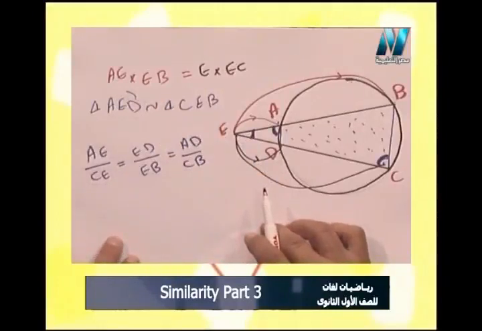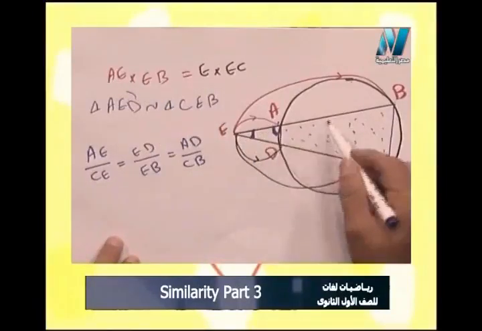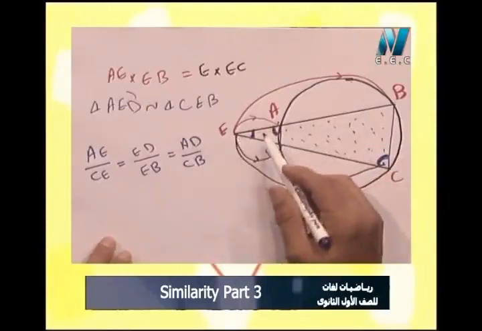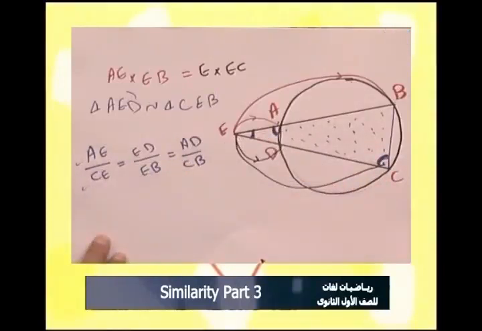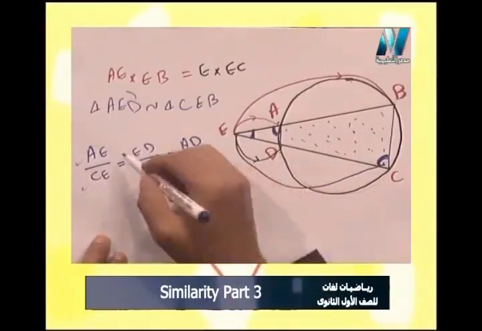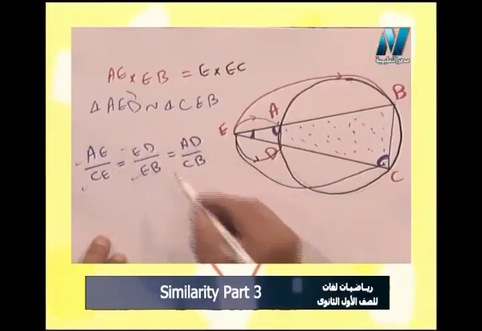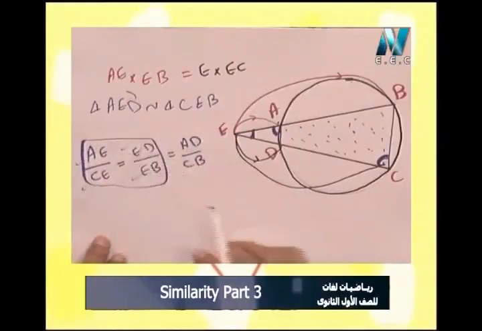We try to find out the relation between these parts. Where is AE here? It's here. And CE is there. Where is ED? Yes, it's this one. So concentrate with the two ratios.